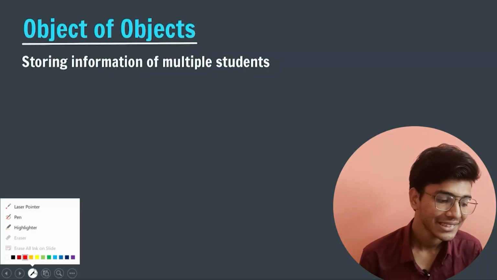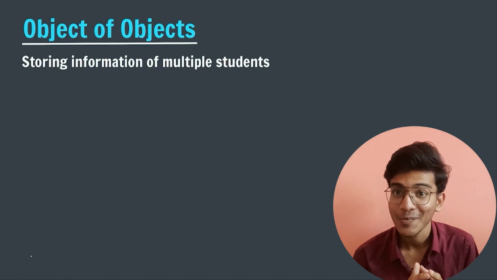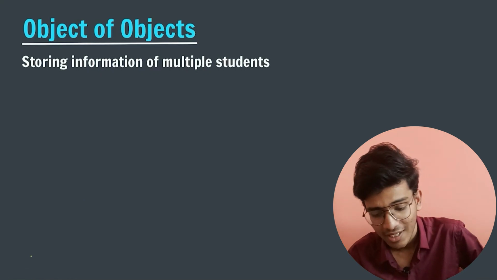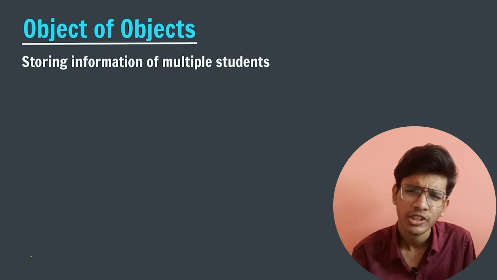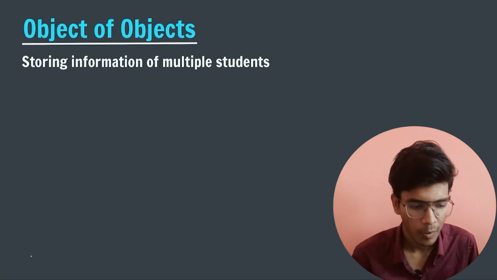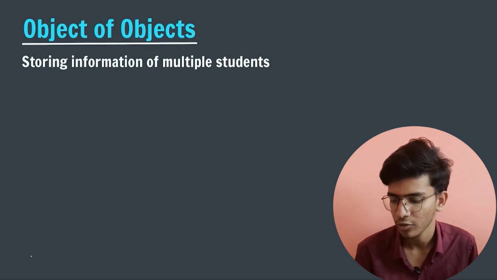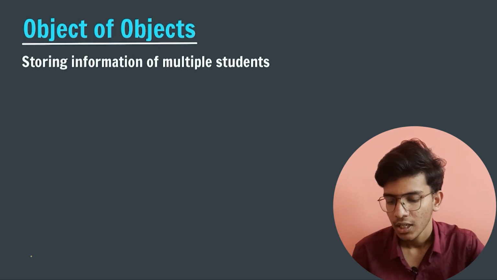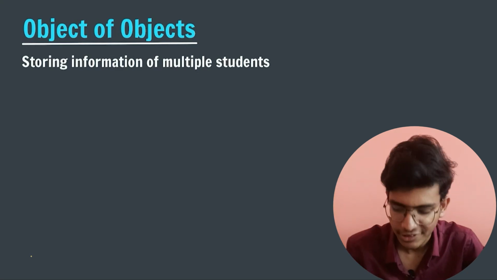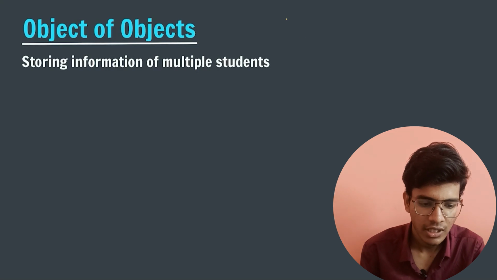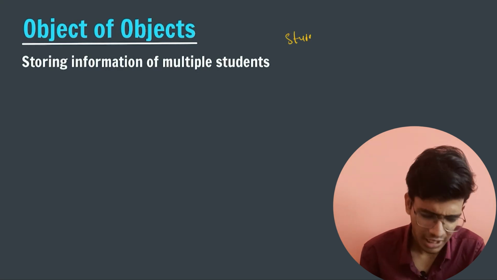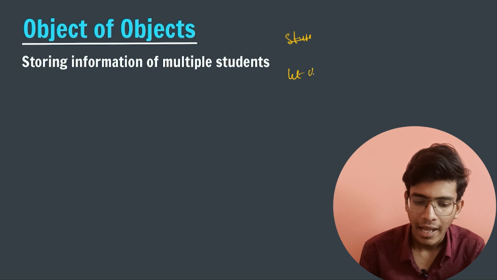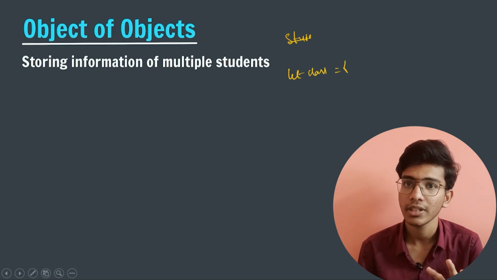Next concept is nested objects, writing objects within objects. Here we can also add nested objects within a particular object. For example, let's say that there is a class. I am creating let class, and in class we have different students with different names.